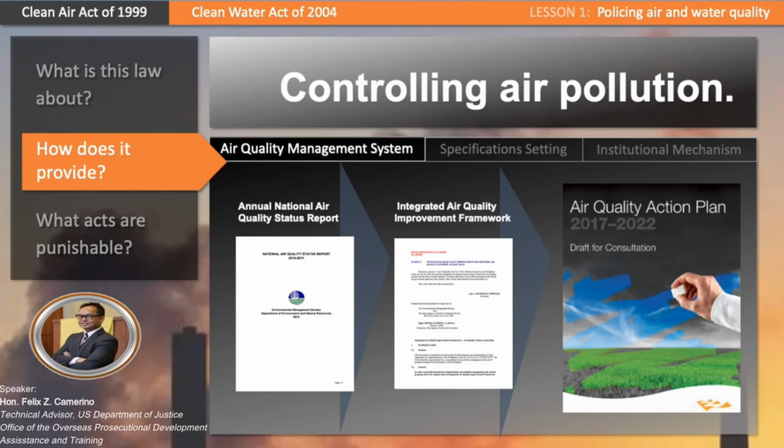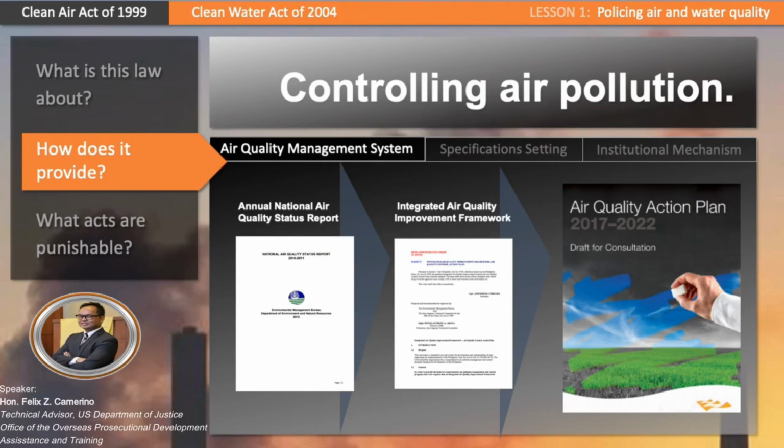What I have on the screen is a picture of a draft. I think there's one that's no longer a draft. There's an actual formal one that was published sometime in 2017, 2018 timeframe. So anyway, this air quality action plan is what came out of the integrated air quality improvement framework, which of course was based on national air quality status reports that are done annually by DENR. Okay, so that's just how it kind of evolved.